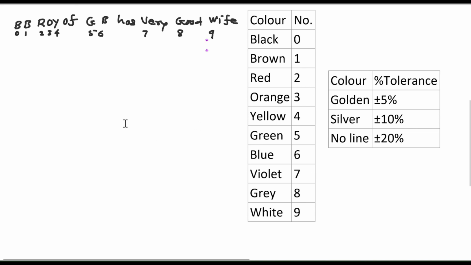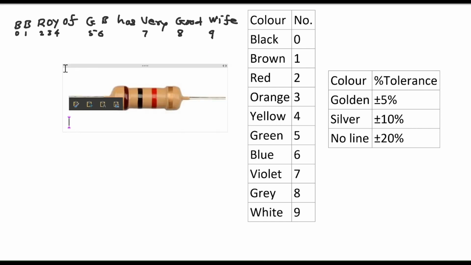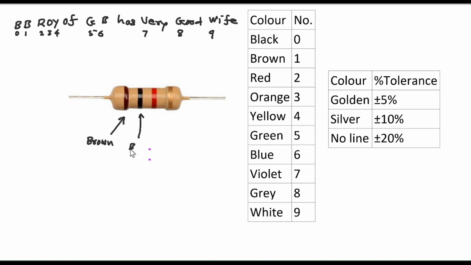Now we shall see some resistances, and then we will find out the value of those resistances by using this color code. Say I will consider this particular resistance. Here, the first color is brown. The second color is black. The third color is red. And the fourth line is a golden color line.